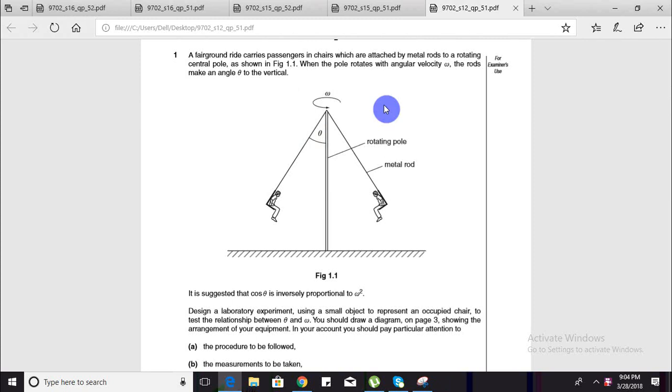So we have a fairground ride carrying passengers in chairs attached by a metal rod to a rotating central pole. This is shown in figure 1.1. When the pole rotates with angular velocity omega, the rods make an angle theta to the vertical. And the suggestion is that the cos of theta is inversely proportional to omega squared.